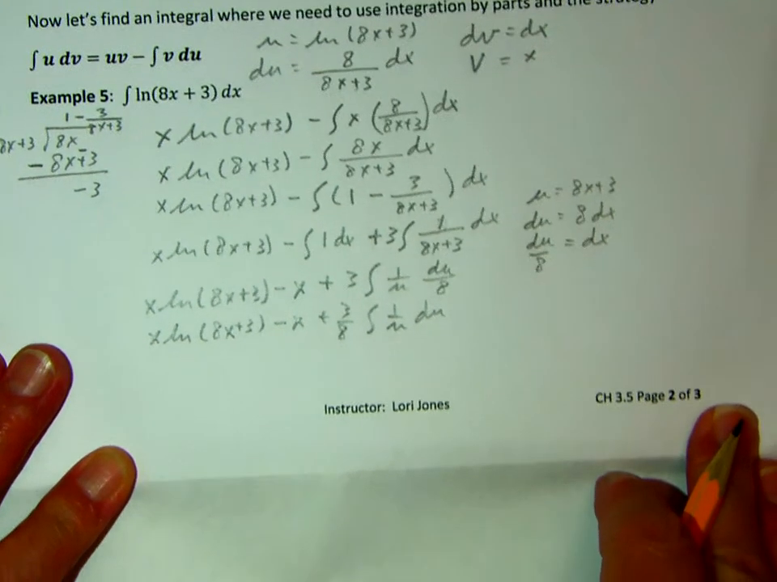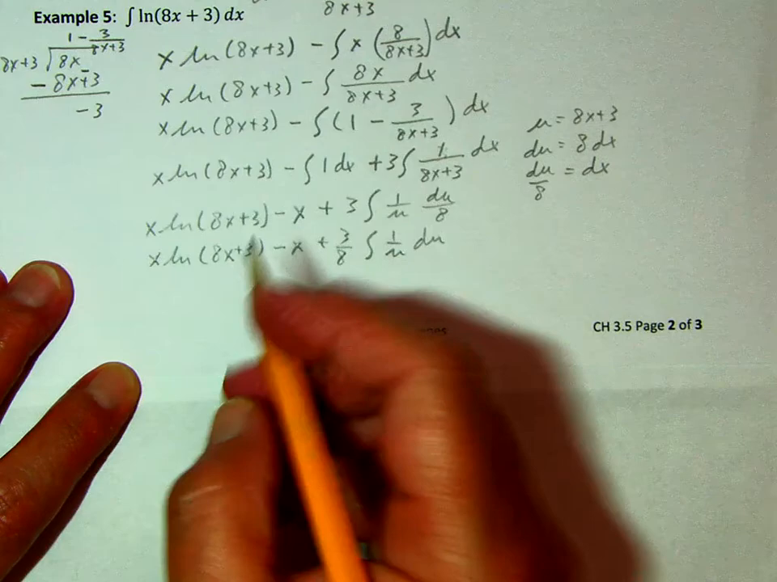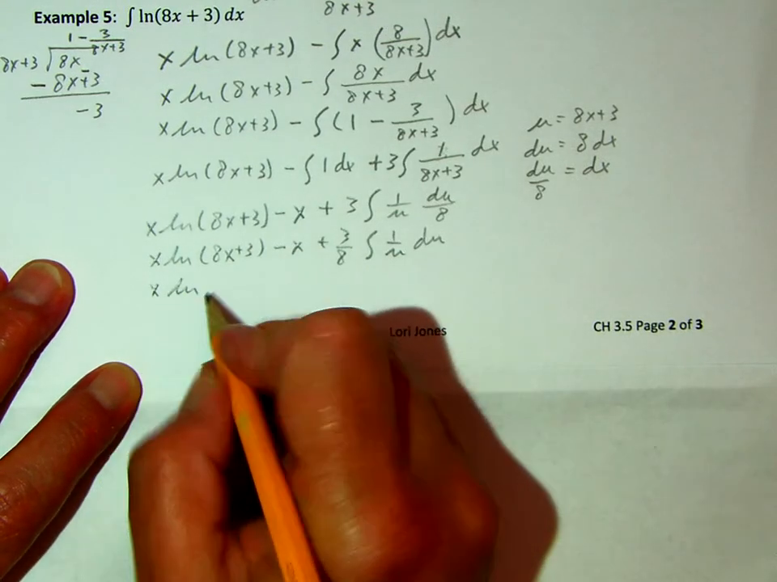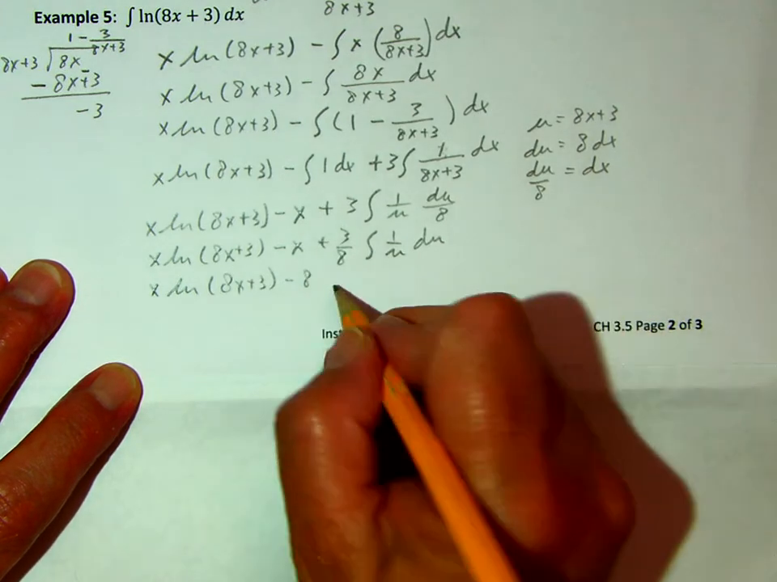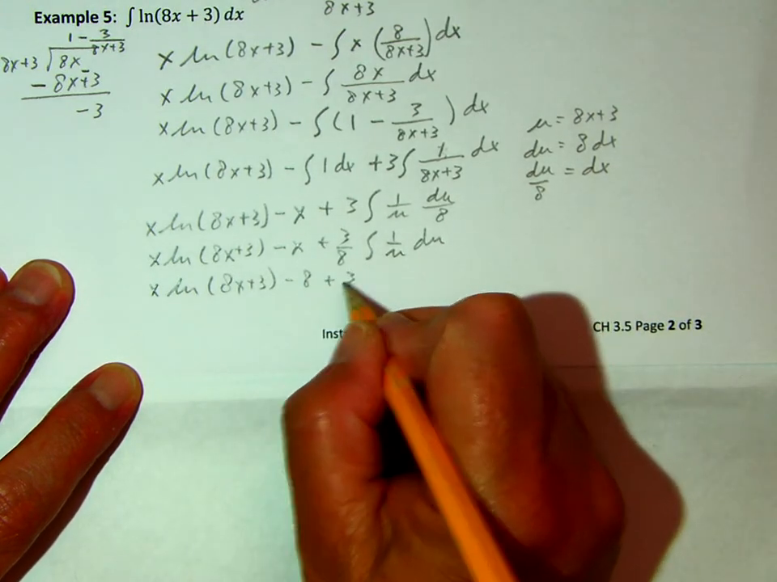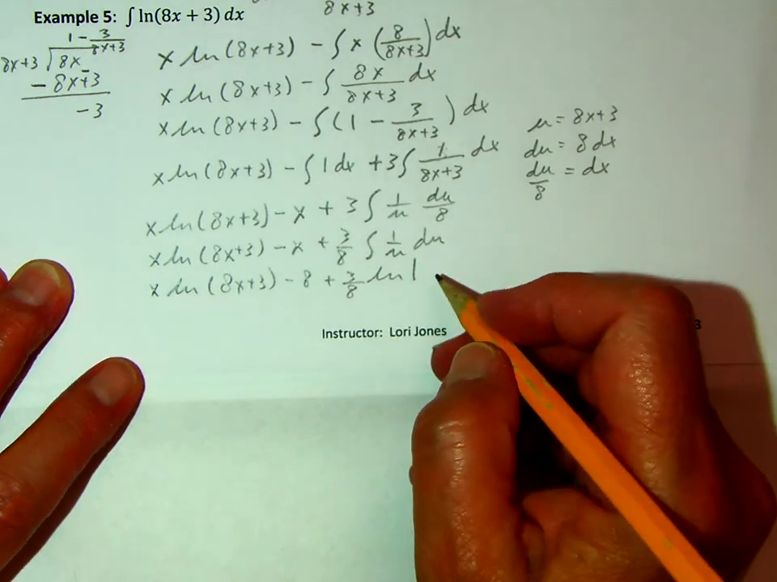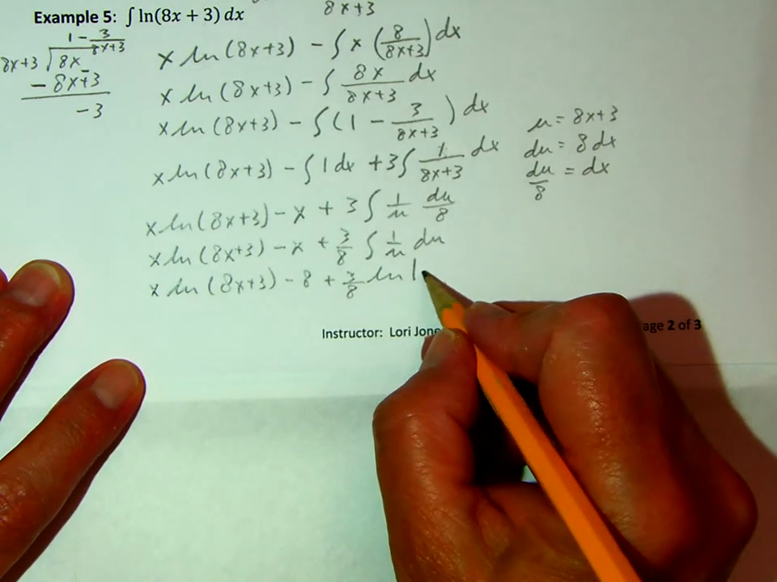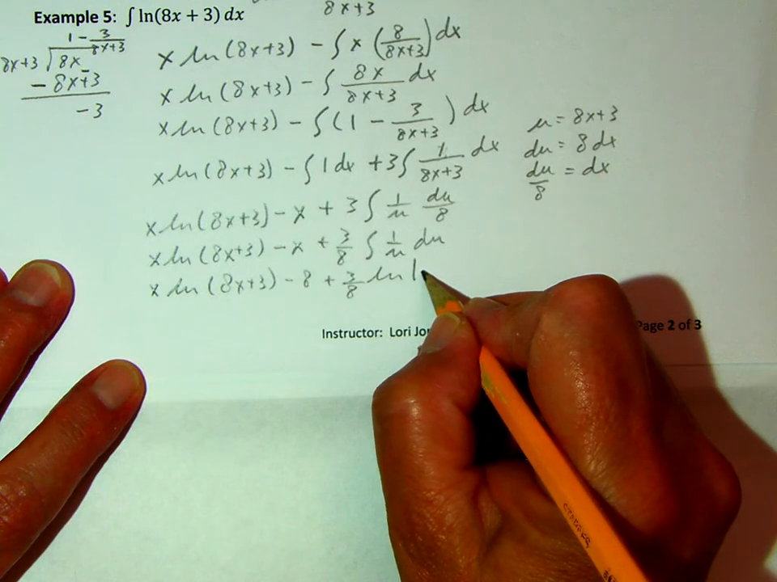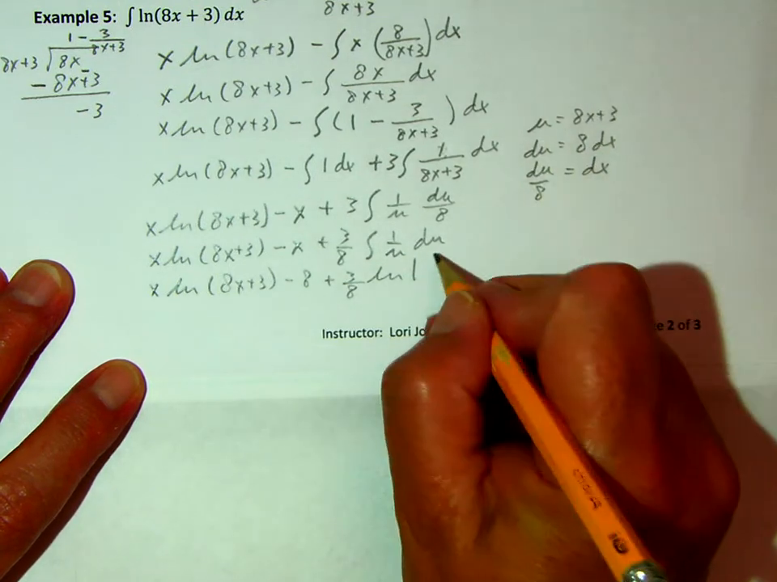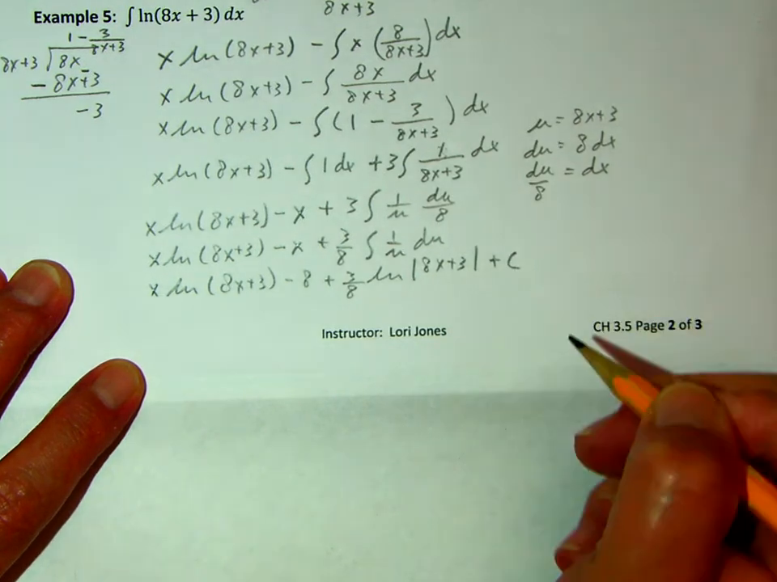And finally, we're getting to the point we can integrate, so we've got x natural log of 8x plus 3 minus x plus 3/8 natural log of the absolute value of u, which is our u here, 8x plus 3, plus c.